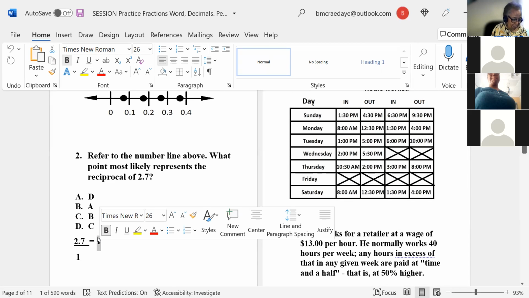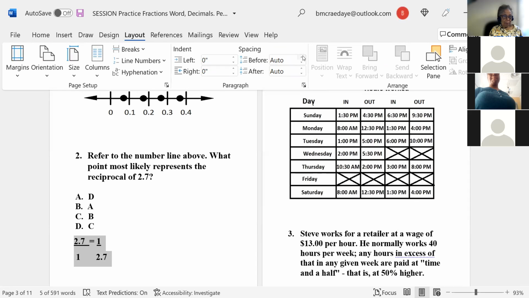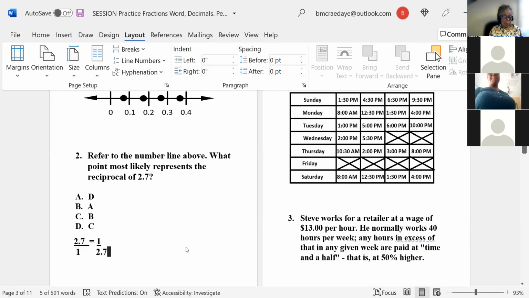Divide that out on the calculator. Tell me, where do you find it on the number line? Could you repeat that, Miss Barbara? This will be 1. I'm flipping it now, right? And this will be 2.7. I'm saying divide 1 by 2.7. You get a decimal. And tell me, where is it on the number line?